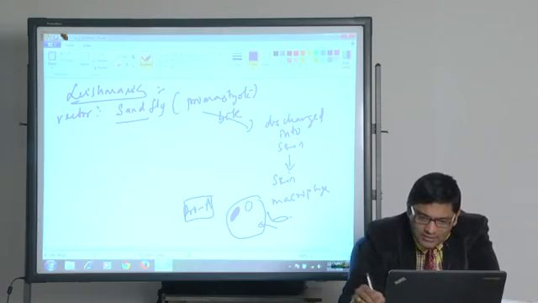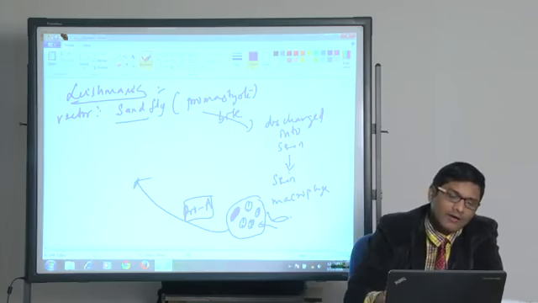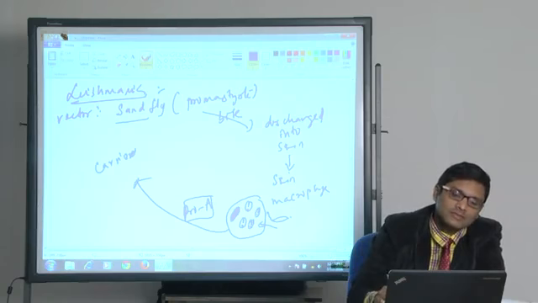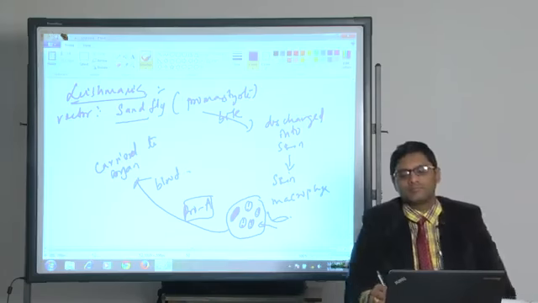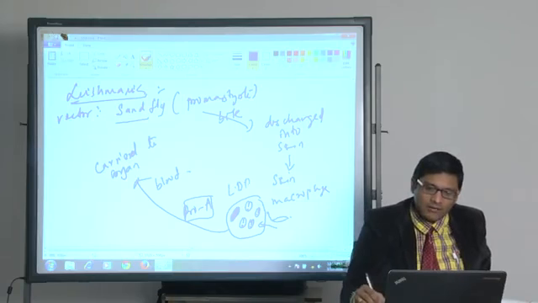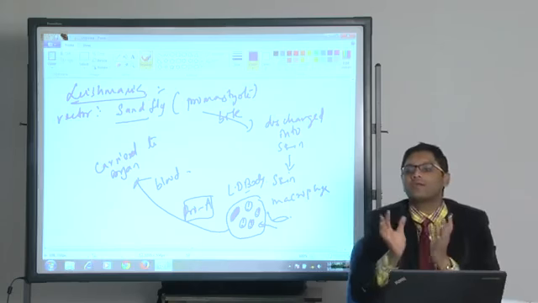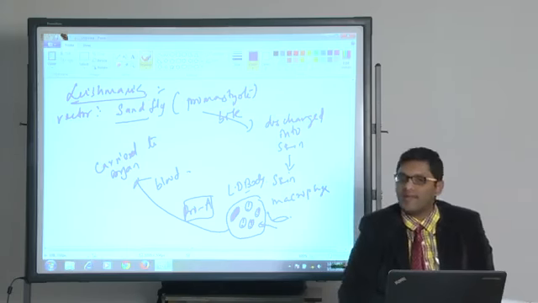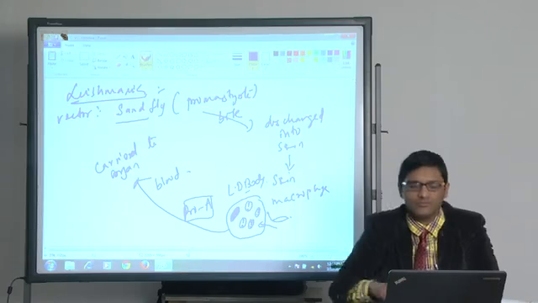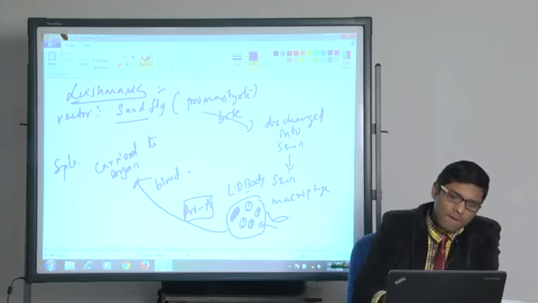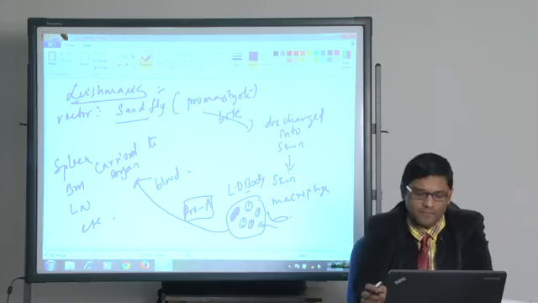Then macrophages carrying plenty of amastigote forms are carried away to various organs via the bloodstream, and this is called LD body. LD body is nothing but a big macrophage containing plenty of amastigote forms, which is carried out to various organs like spleen, bone marrow, lymph node, etc. Okay. Overall life cycle of Leishmania.